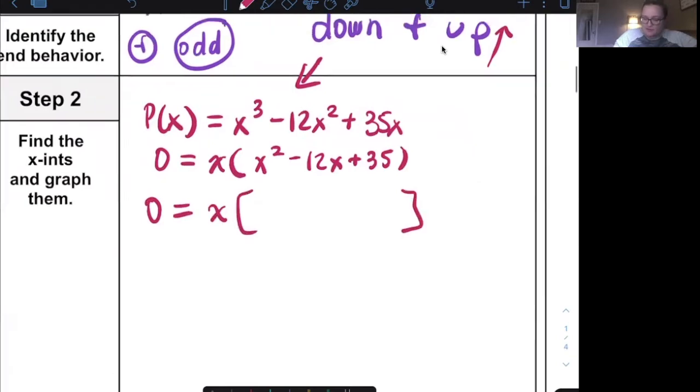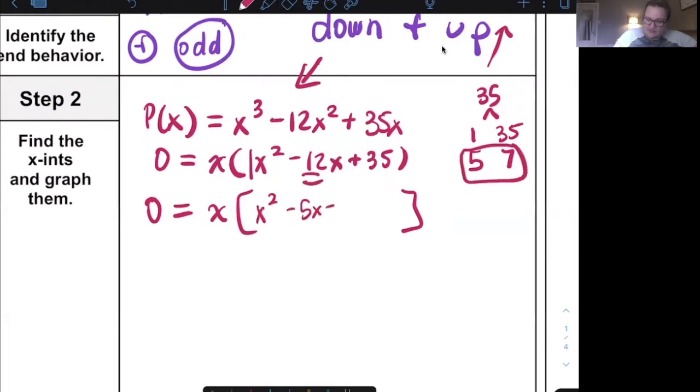So what are my factors of 35? 1 and 35, 5 and 7. I think that's it. That add or subtract to get us 12. I would use 5 and 7. So negative 5x, negative 7x plus 35. I'm going to put the first 2 terms in parentheses, the second 2 terms in parentheses with the plus sign in between.